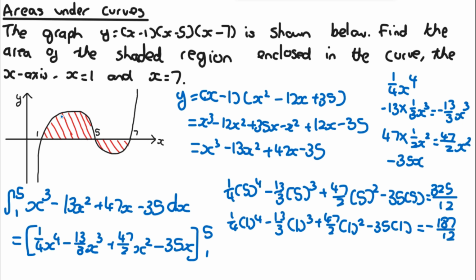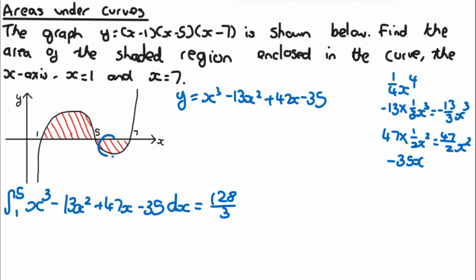So therefore, to find this integral here, we're going to do the 5 part minus the 1 part. So it's going to be 325 over 12 minus minus 187 over 12, which is going to be equal to 128 over 3. So this is what this integral is equal to. So now we need to figure out this area here.